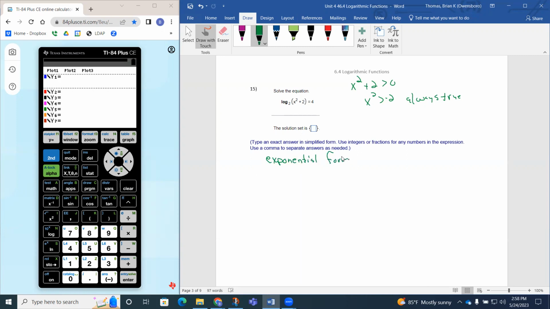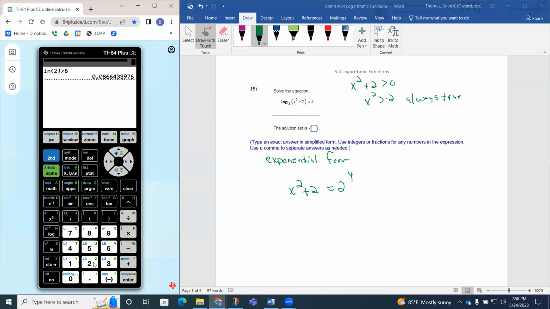So remember, to do exponential form, the 2 is the base and the 4 is the exponent. So they come together as one side. And then the other side of the equation is going to be this x squared plus 2. So 2 to the 4th would be 16. So that would give us x squared plus 2 is equal to 16. If I subtract 2, that's going to give me x squared is equal to 14.